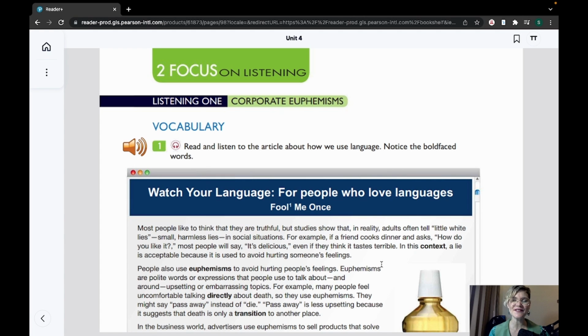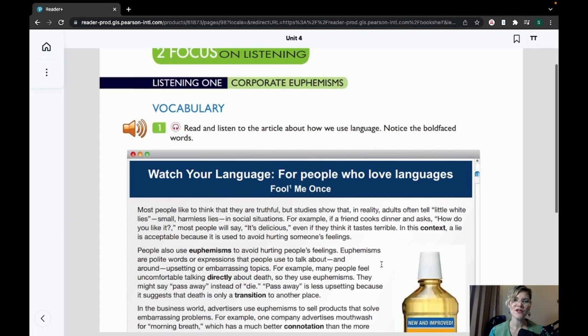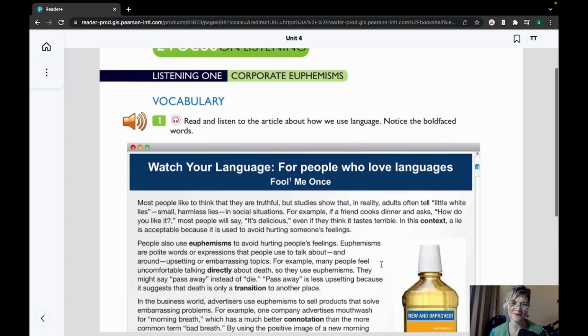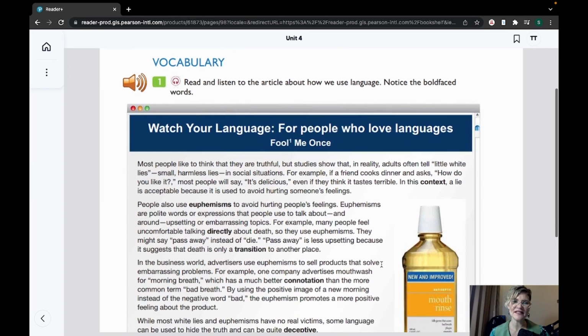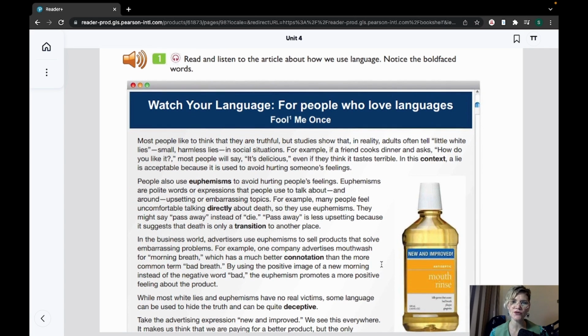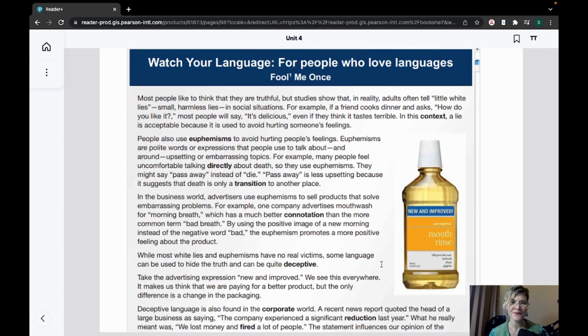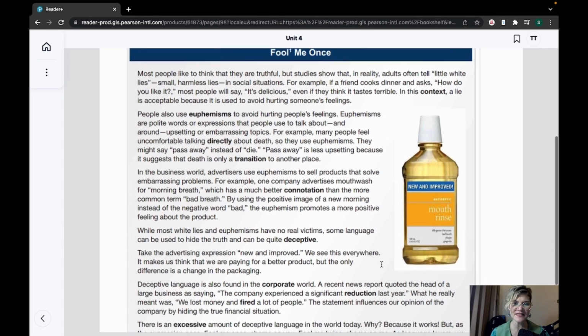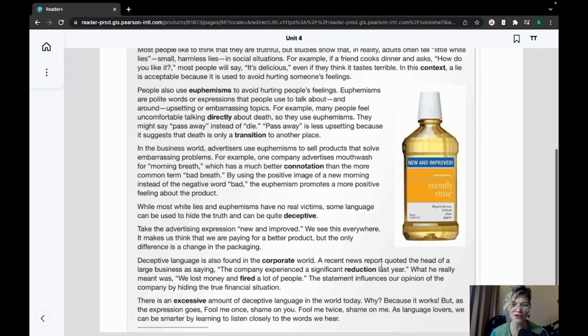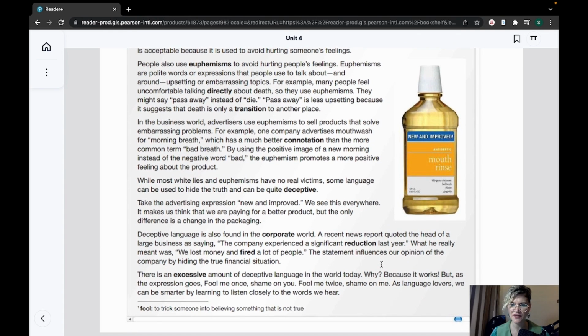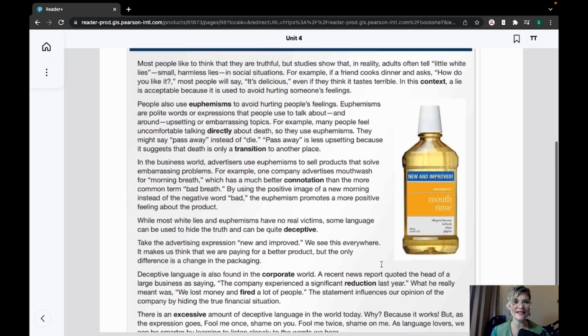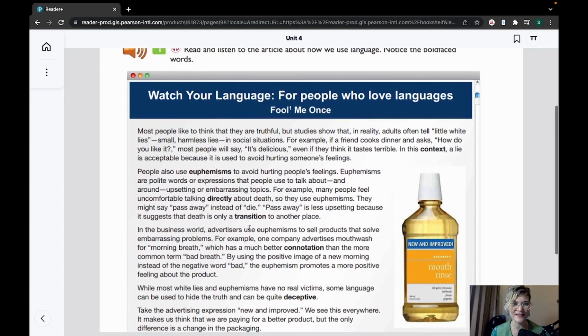Very good. We're going to start with Listening 1, Corporate Euphemisms. Read and listen to the article about how we use language. And of course, notice the bold-faced words. We always start with the vocabulary. We have euphemisms, directly, transition, connotation, deceptive, corporate, reduction, fired, and excessive. Let's listen while we read.